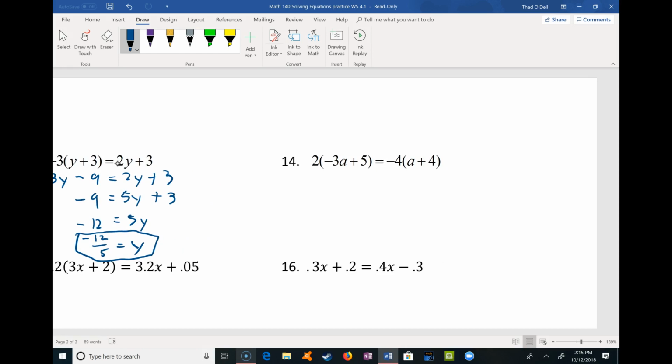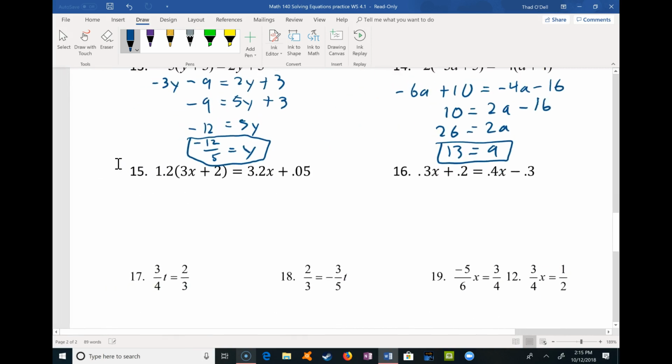Distribute the 2 through, that would be negative 6a plus 10. Distribute the negative 4 through, that would be negative 4a minus 16. And then get the variables together, so I'll add 6a to both sides. I get 10 is equal to 2a minus 16. Add 16 to both sides, I get 26 is equal to 2a. Divide both sides by 2, and I get 13 is equal to a.